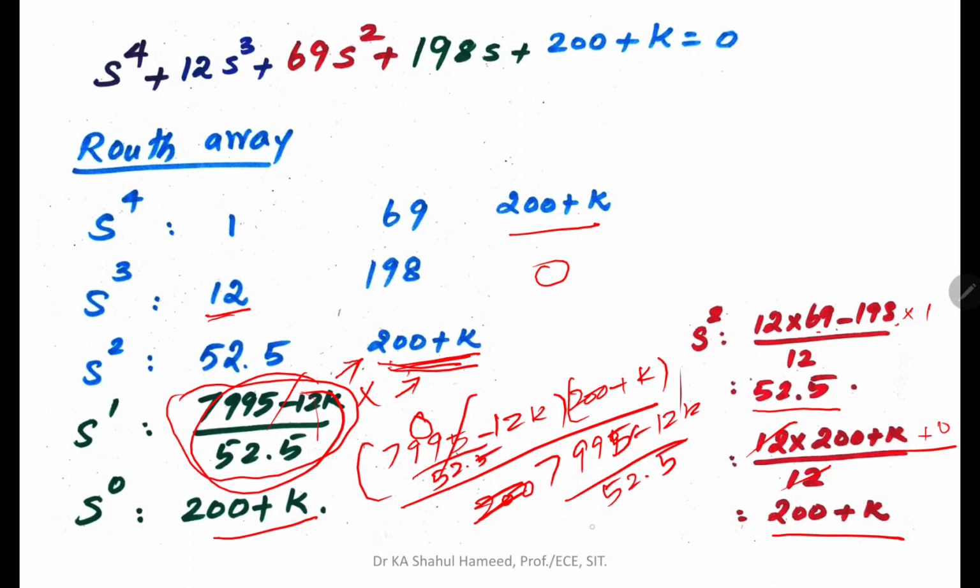So I can cancel these two things, I get only 200 plus k. I have written 200 plus k. So this is the Routh array. Now we have to analyze for stability.